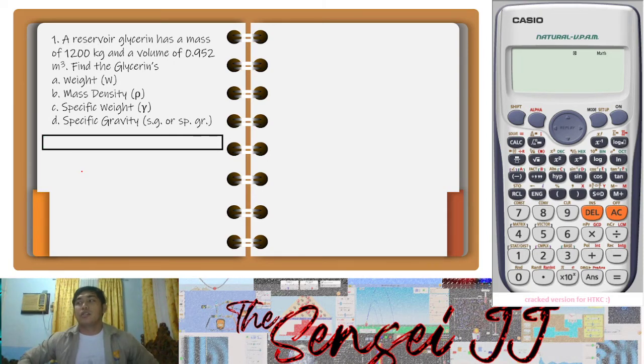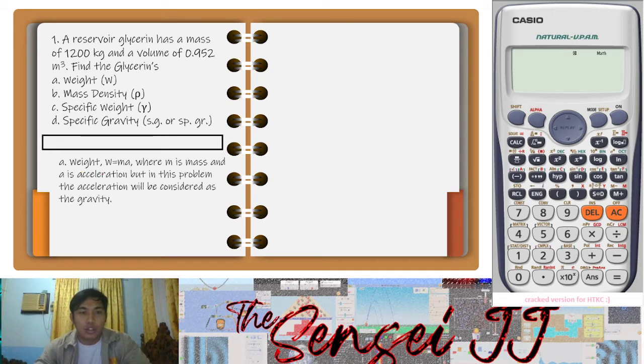Okay, so let's try to solve for the weight of the glycerin. First, we have the weight, which is mass times the acceleration. We don't have any acceleration, so we will be using gravity instead. Since the glycerin is not running or doesn't provide any motion, we can assume that this one is at rest. If it is at rest, the acceleration that we will be using is our gravity.